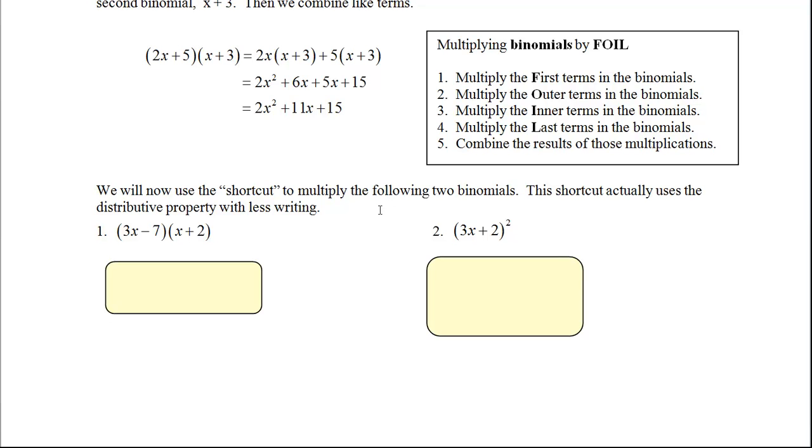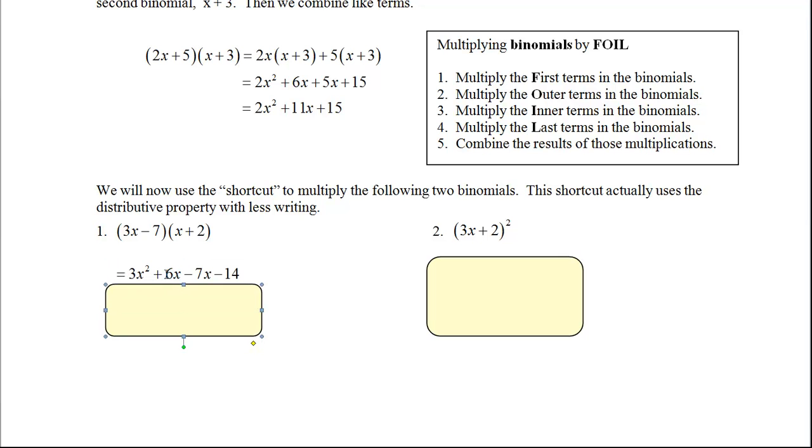Okay? So try the first one. I'm going to go ahead and do it though. 3x times x is 3x squared. Outside is plus 6x. Inside's minus 7x. Last times last is negative 14. Combine like terms here in the middle, and I'd end up with 3x squared minus x minus 14.